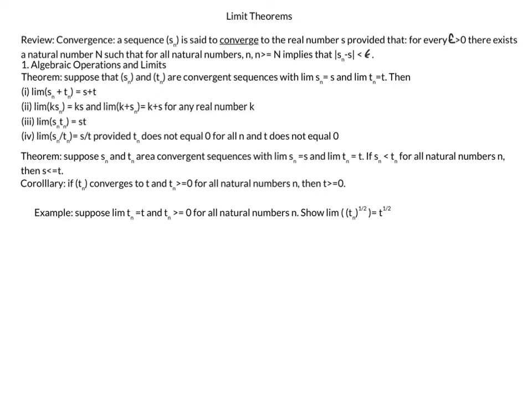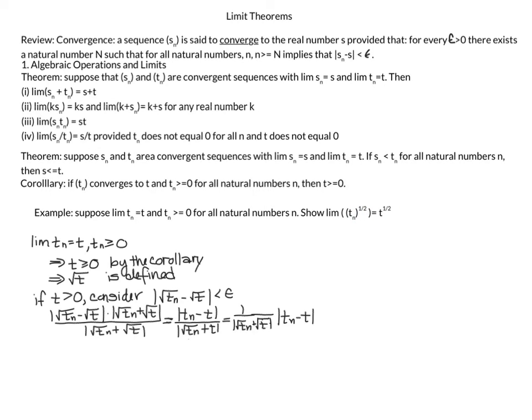And I'll show you how we can use this. So suppose the limit of Tn is equal to T, and Tn is greater than or equal to 0 for all natural numbers. Then we want to show the limit of Tn raised to the 1/2 is equal to T to the 1/2. A quick note: since we have Tn greater than or equal to 0 for all n, we know that T is greater than or equal to 0 and the square root of T is defined.